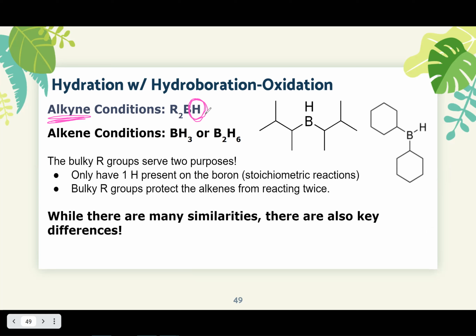So there are definitely similarities, but there are also key differences. And it's important to recognize those differences. Those differences are valuable, but it's also good to create a network of the similarities while you're studying these reactions. So how do we feel about all of this?